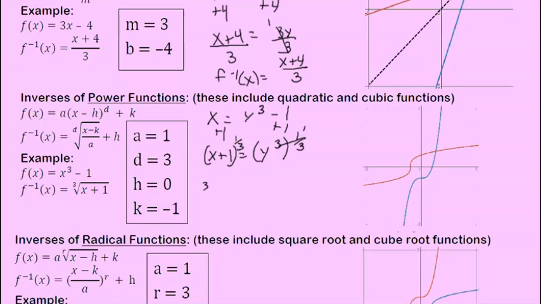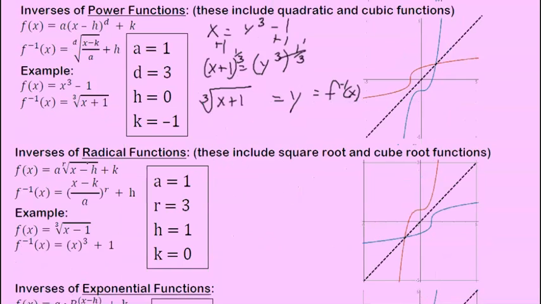1/3 is the same thing as a cube root. So we have the cube root of x plus 1 equals y, which will be f inverse of x. So if you look at the graph right here, they're symmetrical with this line y equals x.